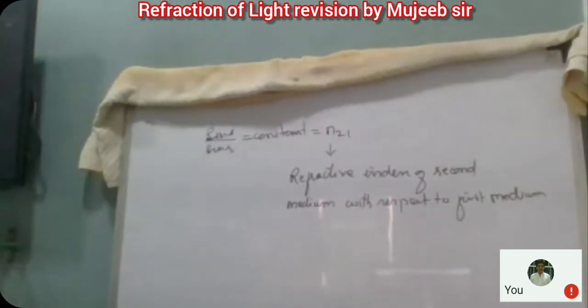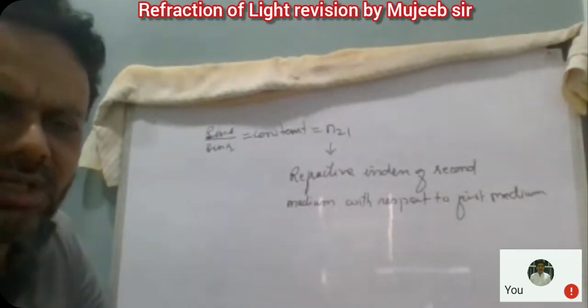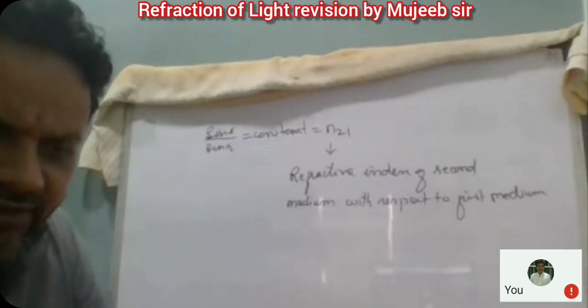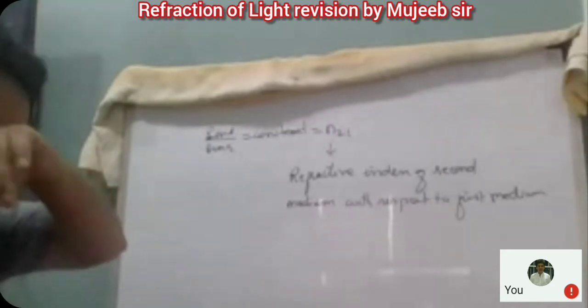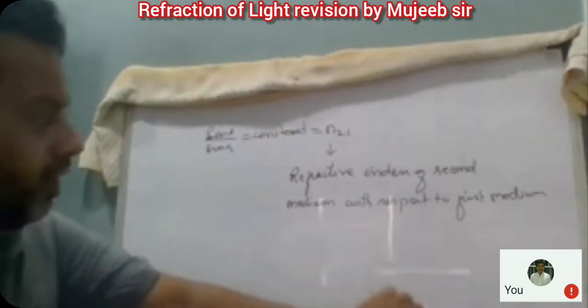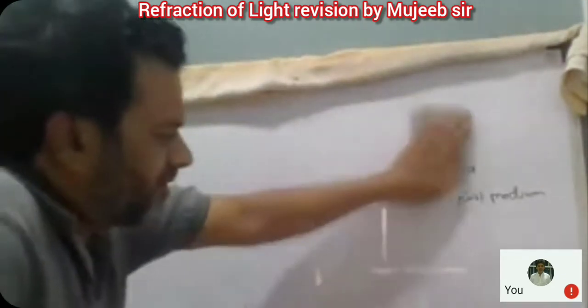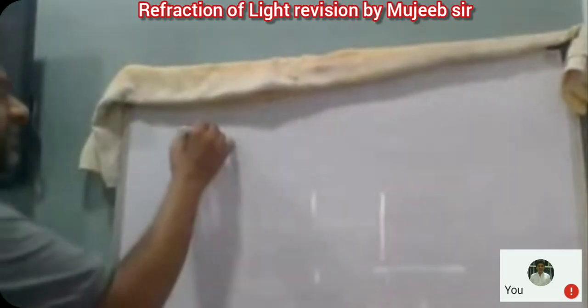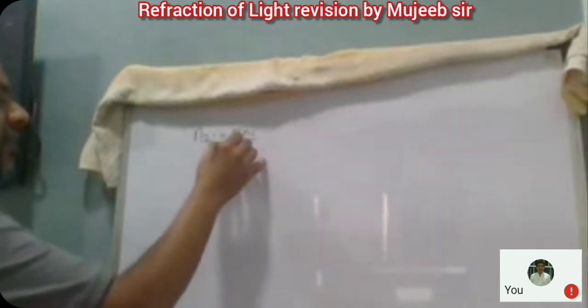You can assume that the refractive index is nothing but the bending capacity. The more the refractive index, the more bending will happen. The lesser the refractive index, the less bending will happen. So sin i upon sin r is equal to a constant, denoted by n21. The same constant, n21, is equal to sin i upon sin r.